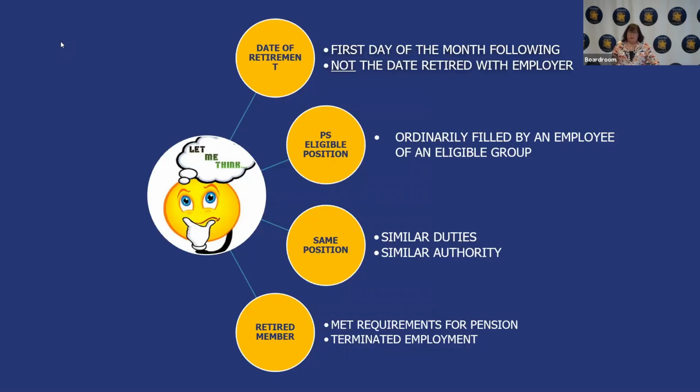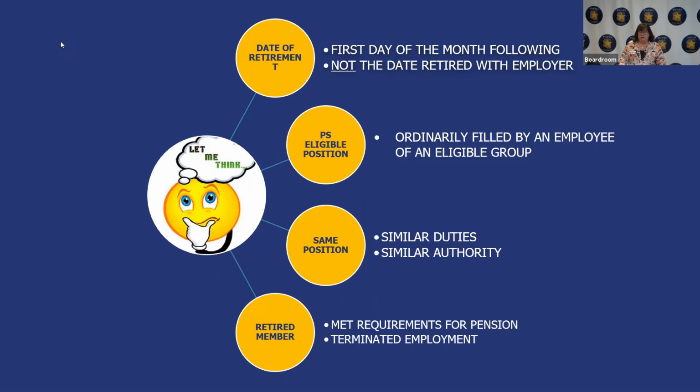So here are some things to remember when it comes to return to work. Date of retirement, first day of the month following, starts that 12 months and starts that 60 days, not the date of retirement with the employer. It's all about public safety statutes and how retirement is defined under our statutes.